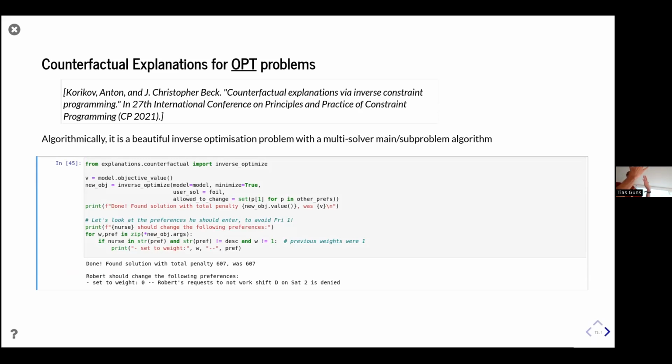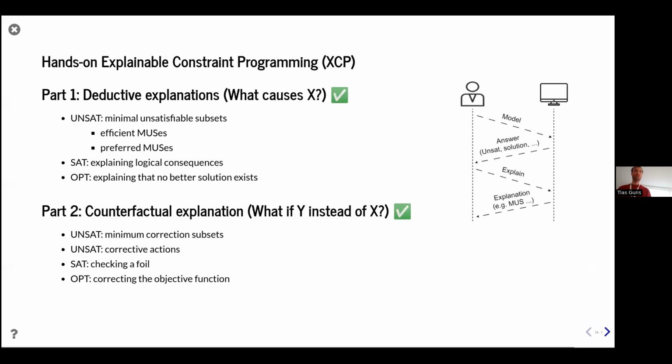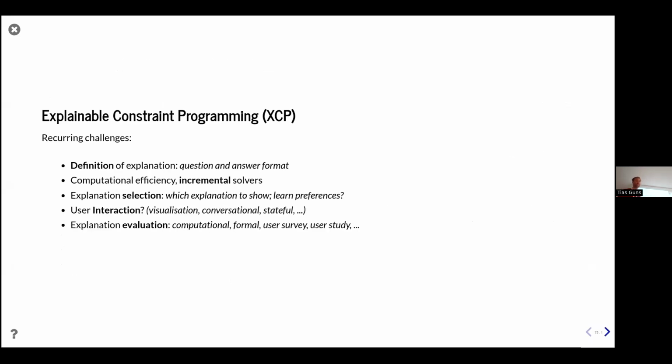So I hope you can imagine that this is a good example of how it's still all CP technology, but you can actually empower your users to control the solutions. Even individual nurses can play with just their own preferences and see how it changes the solution, which is still guaranteed to optimize all the other constraints and objective value. Okay, to review: deductive explanations, counterfactual explanations, everything is covered, each one for both unsat and sat and optimization.